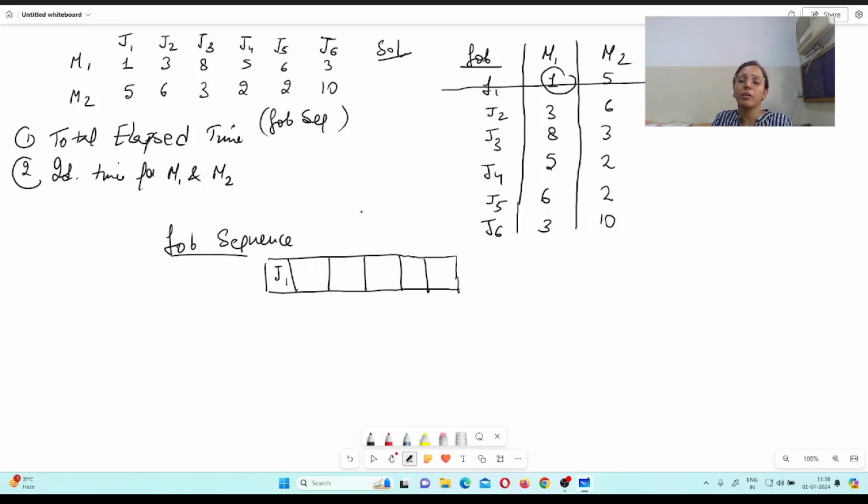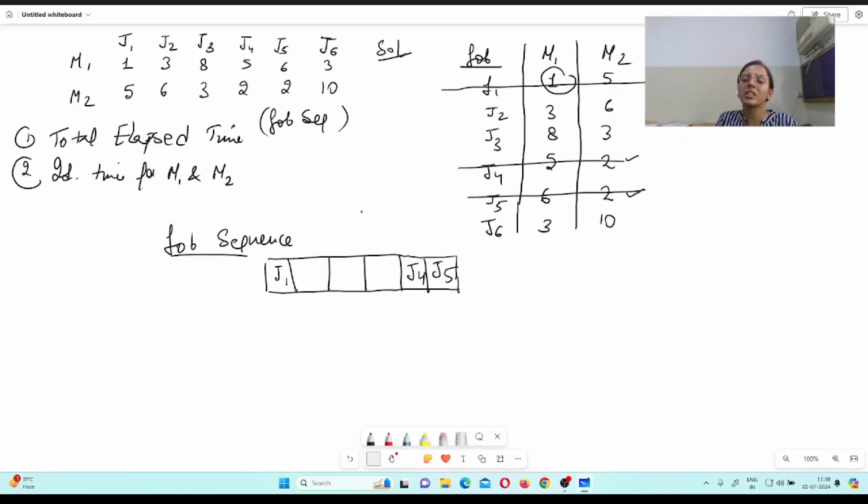Now we have to find the next one. The next least one is in machine 2, that is J4 and J5. If the same processing time is given in M2, the second machine, we select the one having the larger difference. Here 5 minus 2 is 3 and 6 minus 2 is 4. The larger difference is in J5 and it is in machine 2. So we delete J5 and write it at the back. Next is J4 only, with two minutes processing time, so we write it at the back too.